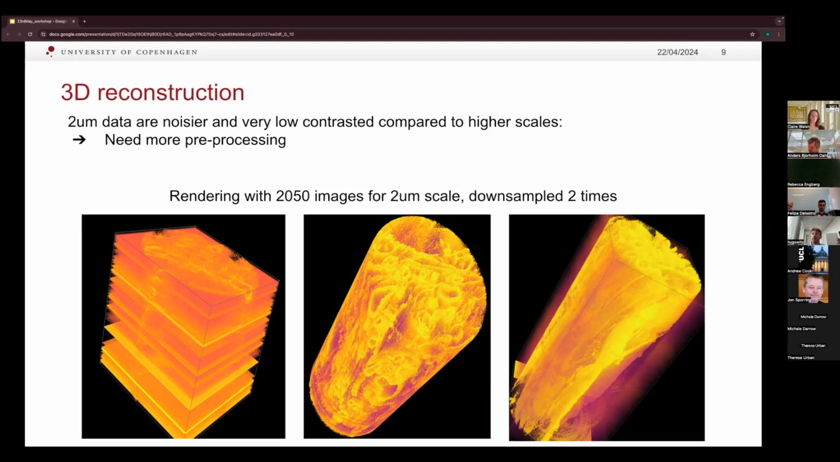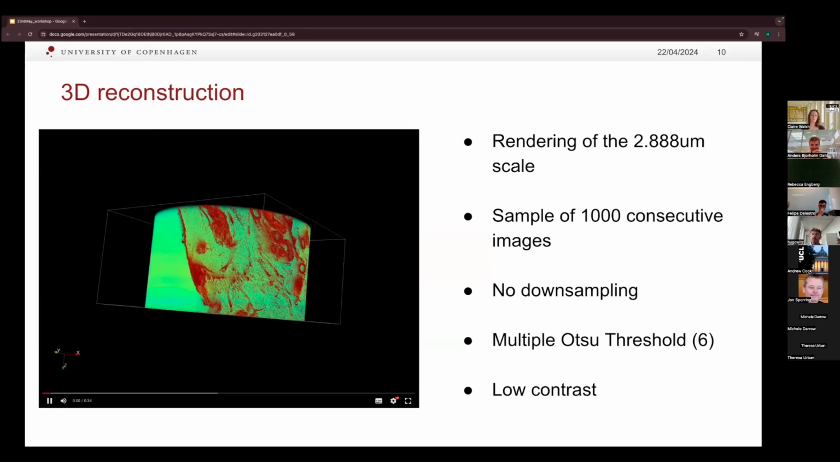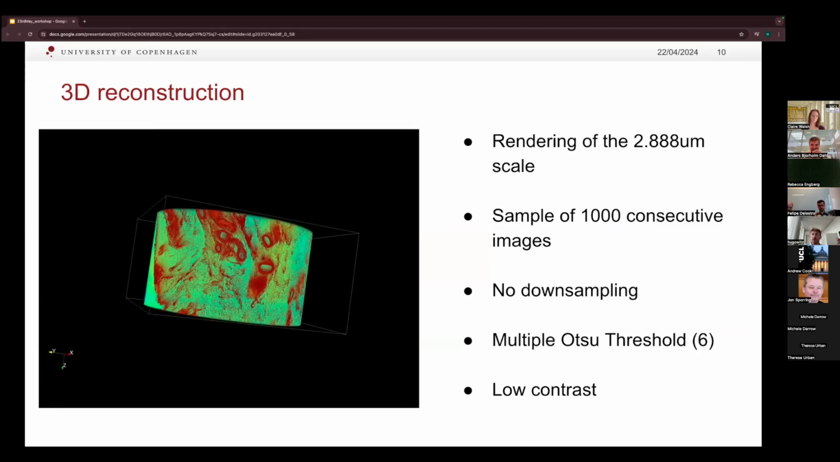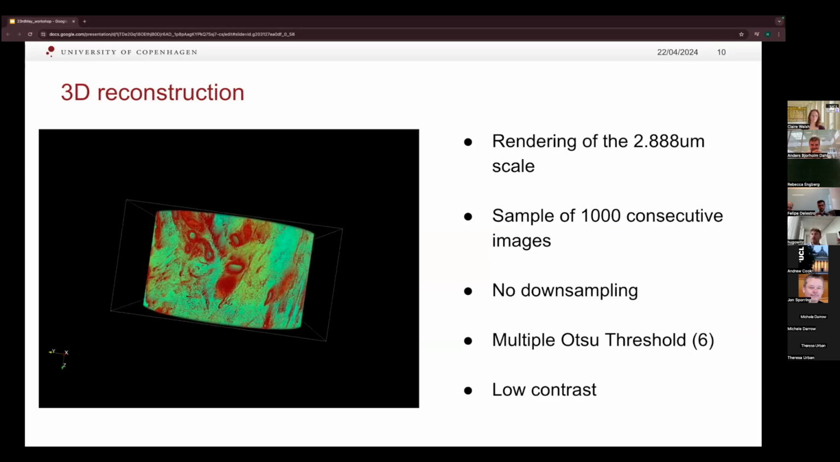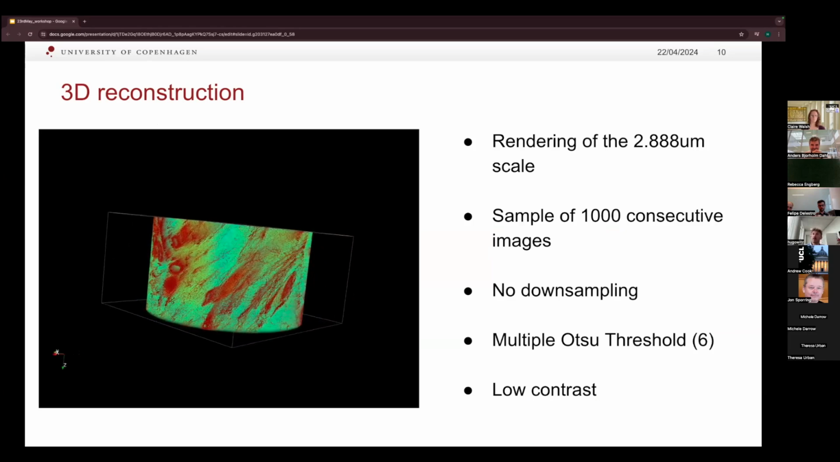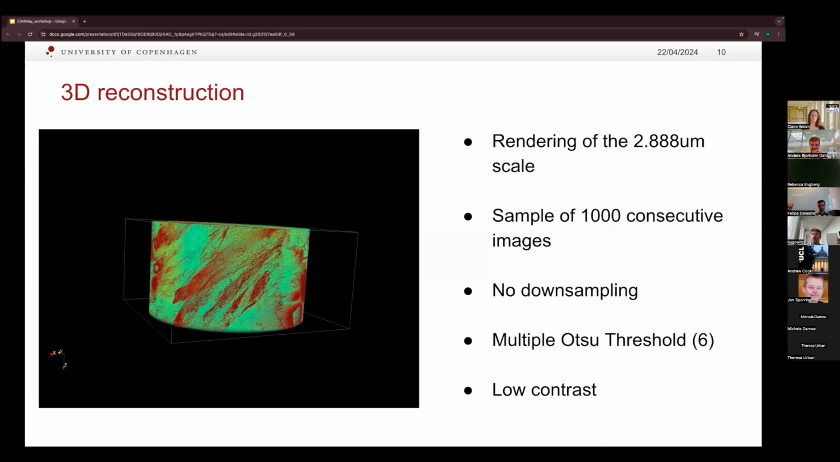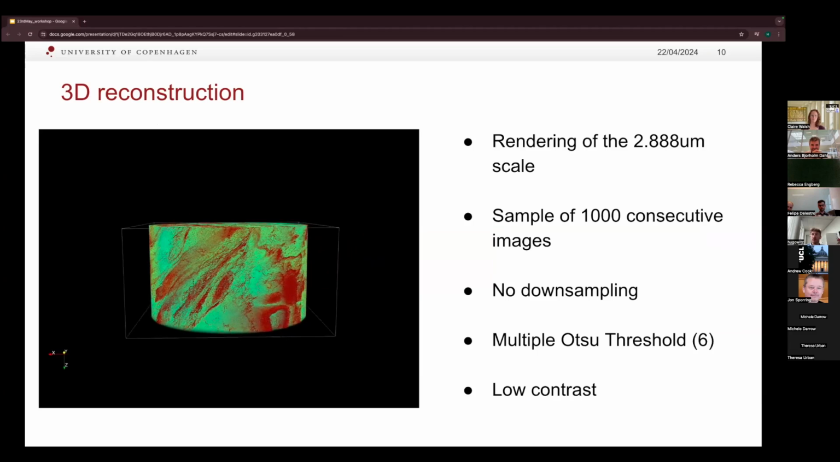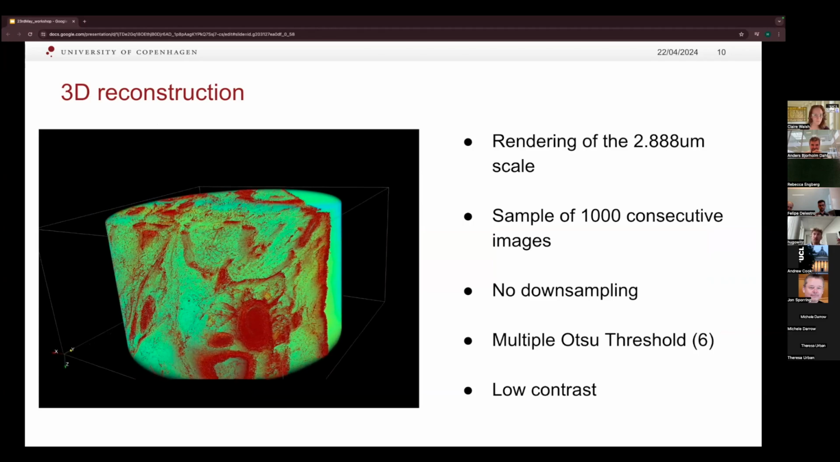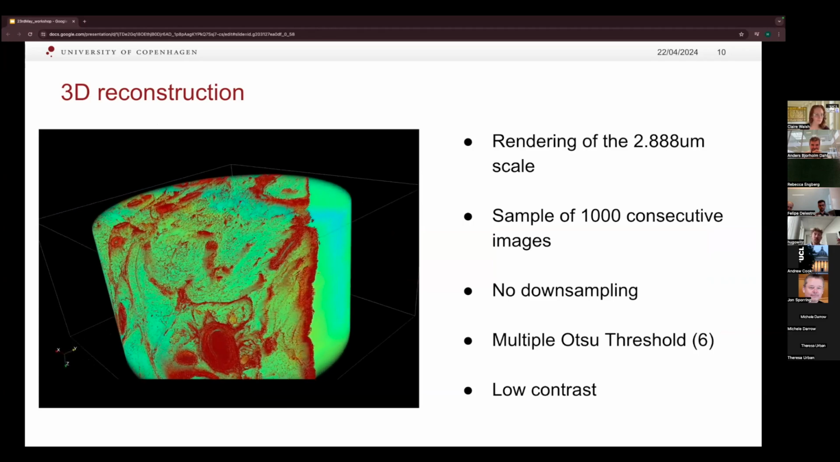But this is the rendering with 2000 images, and all images are downsampled 2 times. So on a video, it's giving that. So here it's now downsampled. It's a sample of 100 consecutive images, and always with our HOAHub threshold. And all the 3D rendering was made in TomVis software.